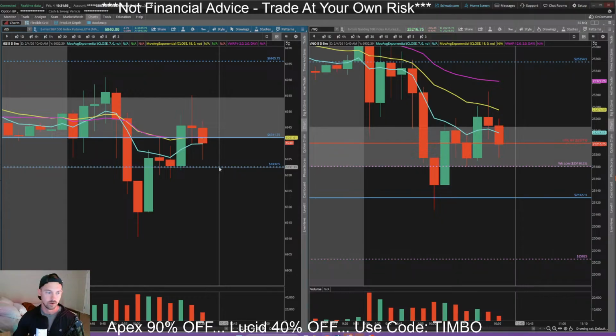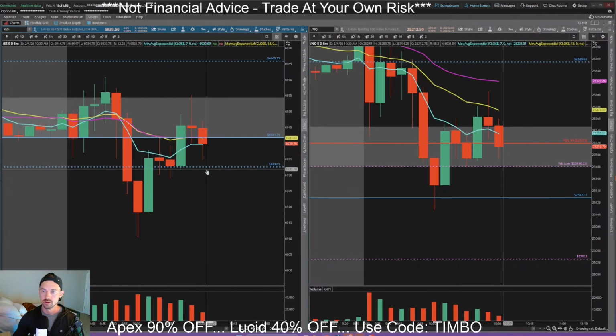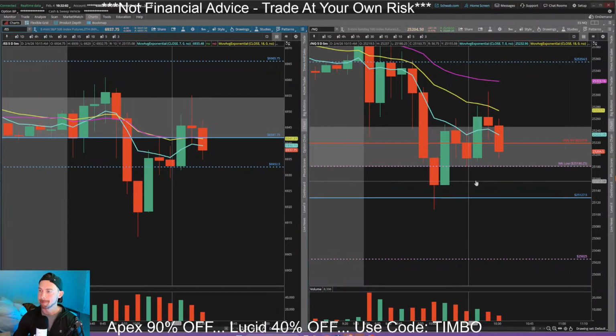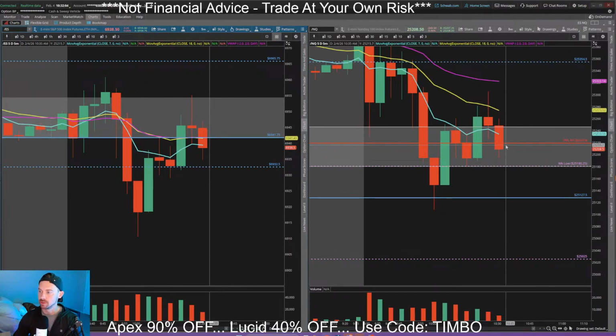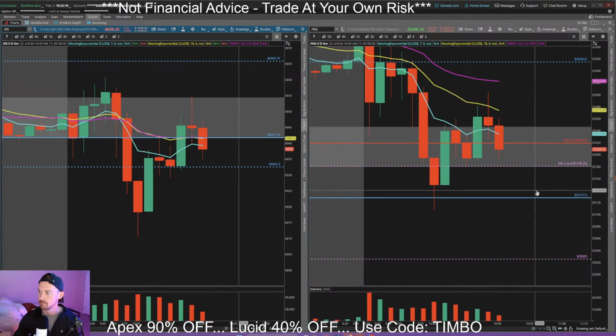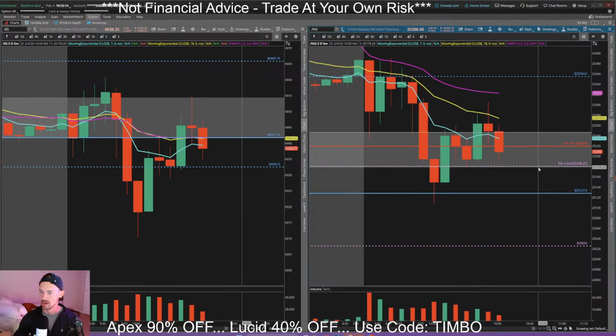All right, ES is kind of holding this 32 level so far. NQ back underneath previous day low at the moment. But I really want to see us back underneath this little support area. Back under 180 would be good for the bears.